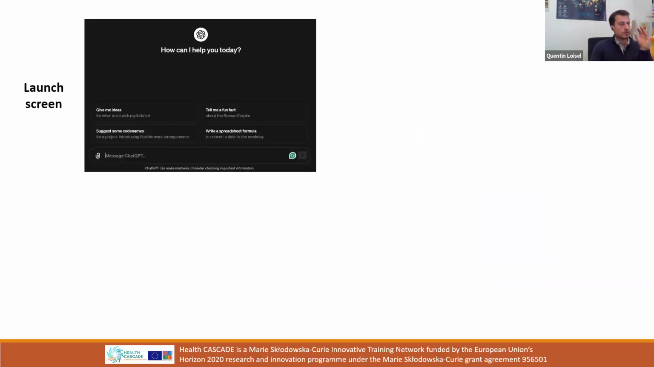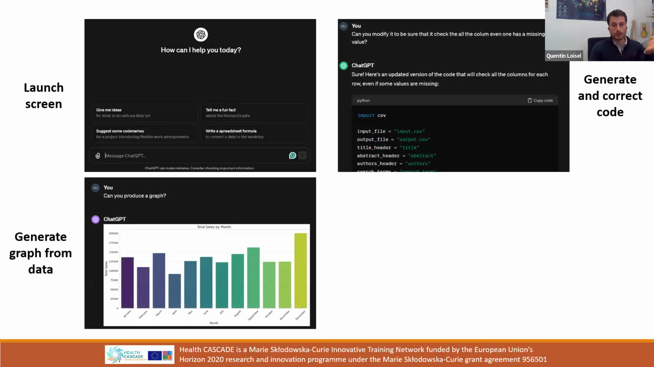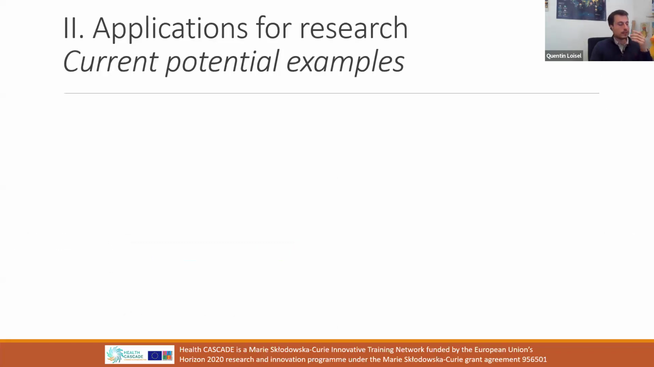ChatGPT looks very simple and very accessible. You might know this; I'm sure you have already touched it at least once. It looks like just a chatbot, but actually you can do a lot with it. For example, generating graph data, generating correct code, and you can even explore abstract notions. So the whole community started to try to see what we were able to do with this kind of model. And I tried to do as many things as I was able to. I will show you now what I tested, and I realized that I would need hours and hours.